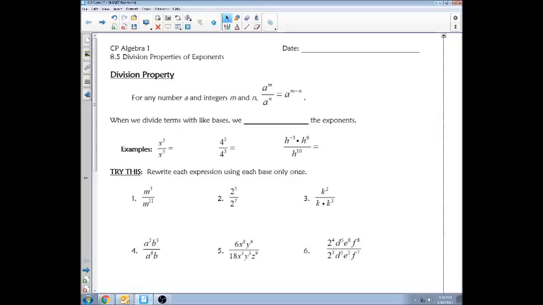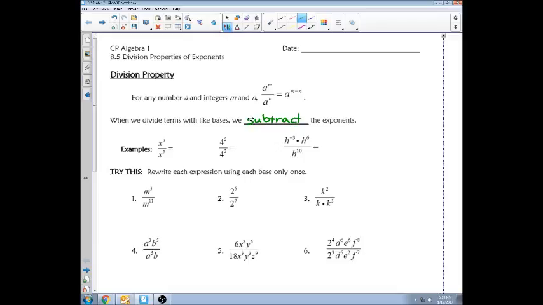It is 8.5, Division Properties of Exponents. The division property states, for any number a and integers m and n, a raised to the m power over a raised to the nth power is equal to a raised to the m minus n. What that means is when we divide terms with like bases, we will subtract the exponents.